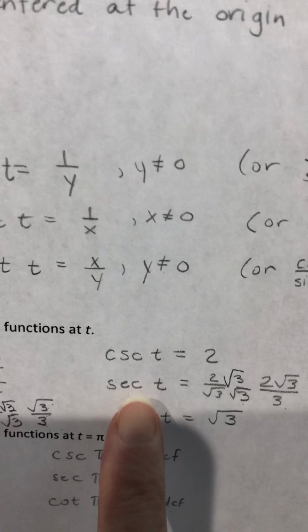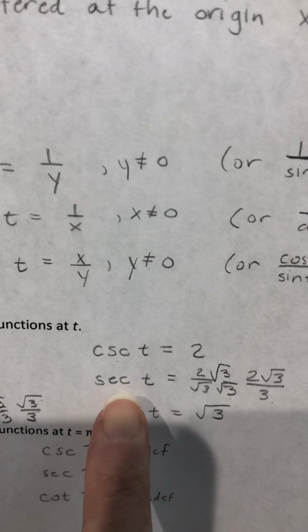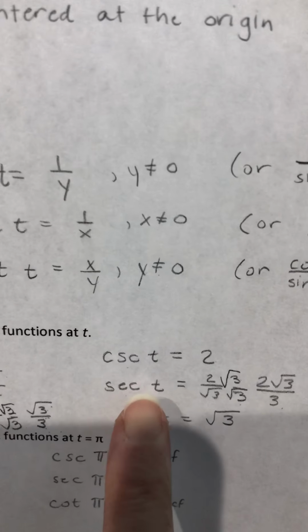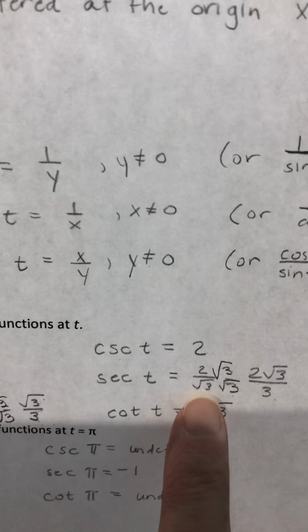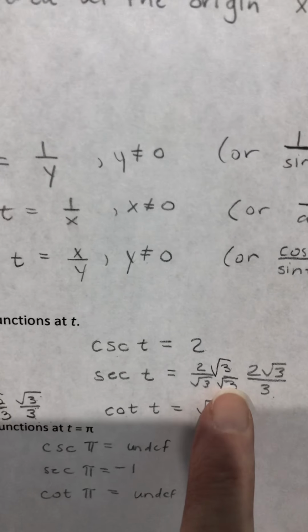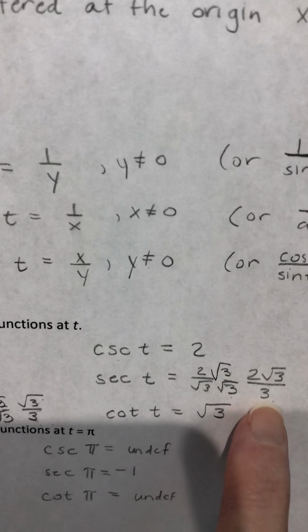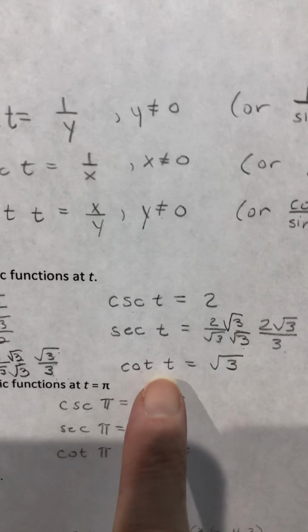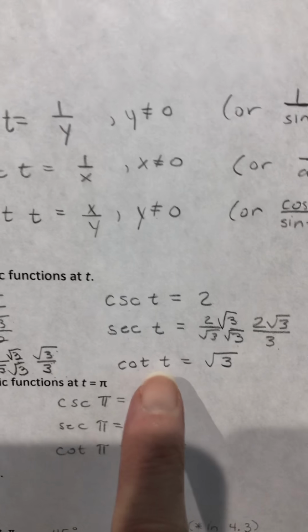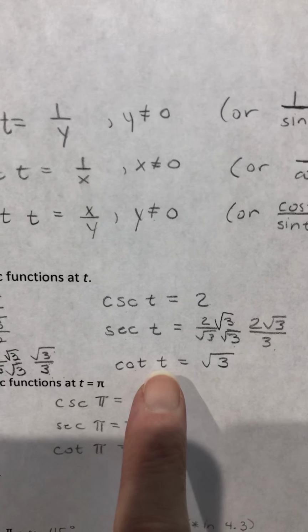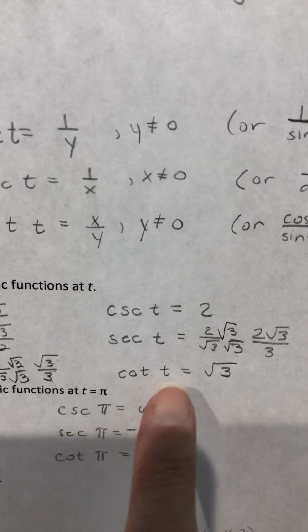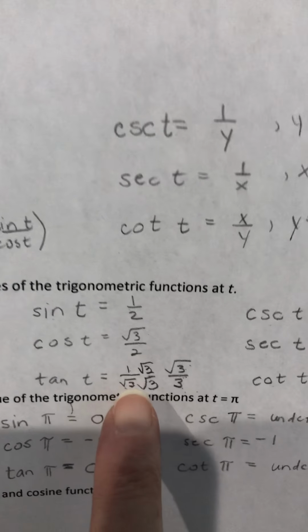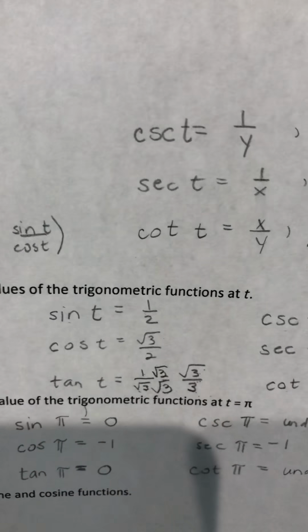The secant is 1 over x, or in other words, it's the reciprocal of the cosine. So it's 2 over radical 3, but then rationalize your denominator, and you'll get 2 radical 3 over 3. And the cotangent is just x over y. So take radical 3 over 2 divided by 1/2, which turns into radical 3 over 2 times 2, which is radical 3. Or you can just take the reciprocal of the tangent, and that would be radical 3.